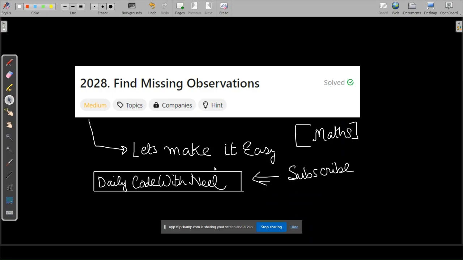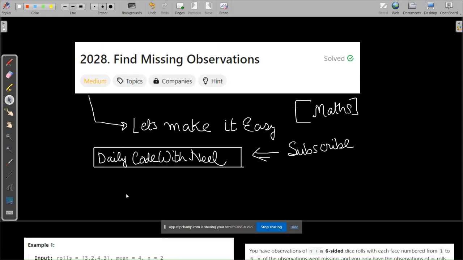Today I am going to explain Missing Observations, which is the LeetCode daily problem. It is marked as medium. I will try to make it easy. It is based on maths.